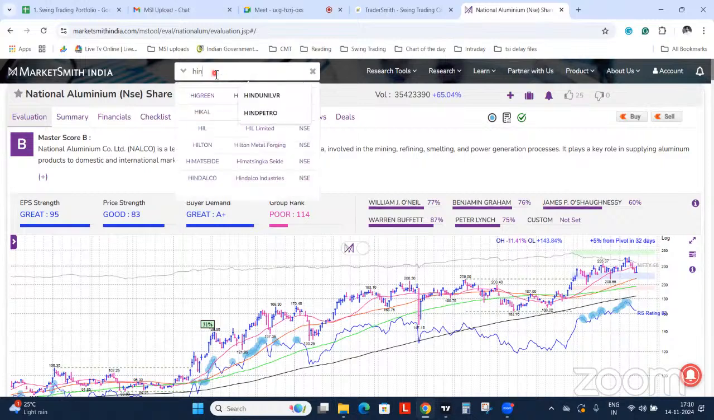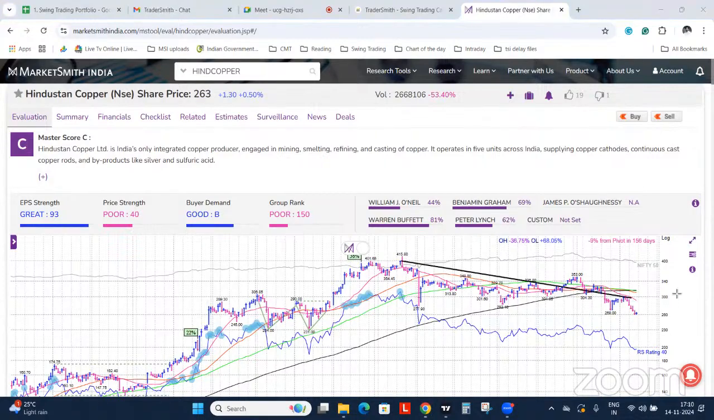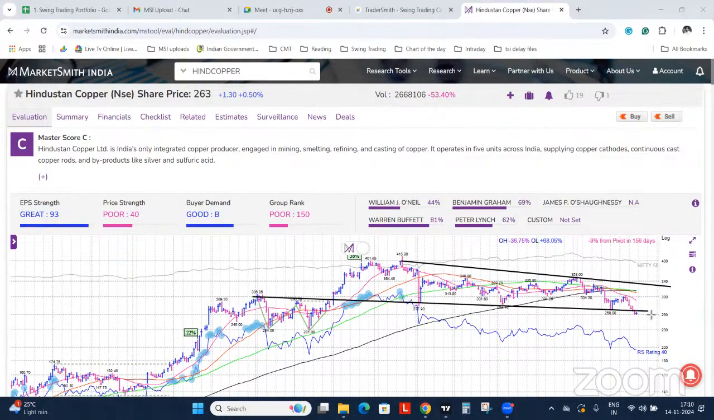Now Hind Copper. Clear cut downtrend, trading below the 200 DMA and others. If it keeps falling the way it is, then 230 to 235 levels can be achievable on the downside in Hindustan Copper.